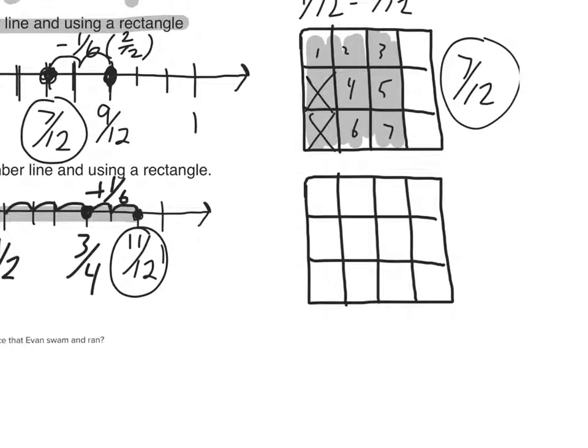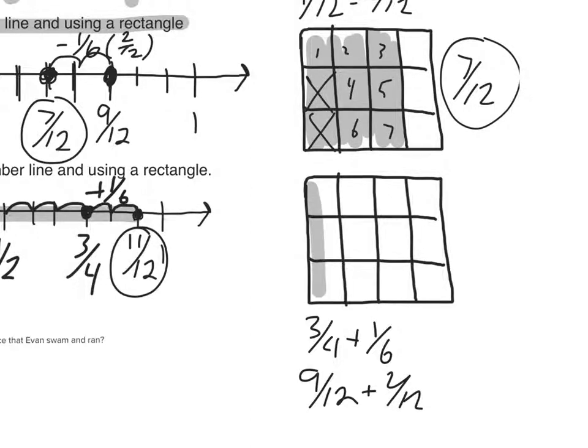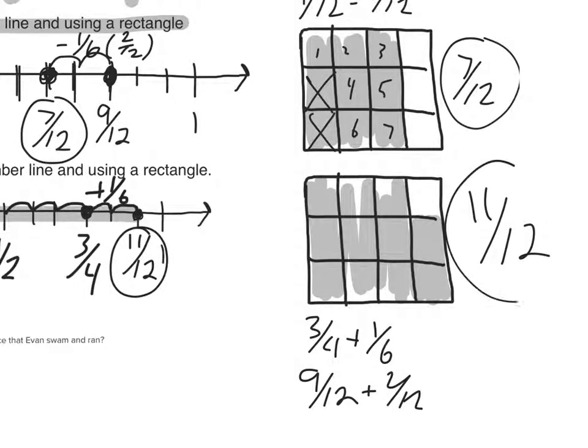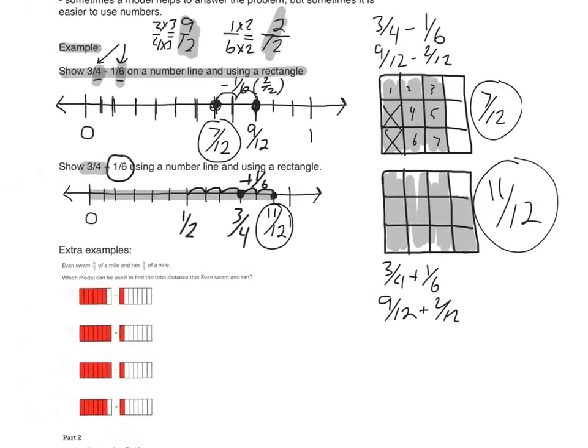On the rectangle, 3/4 plus 1/6 is the same as 9/12 plus 2/12. So 9/12 is 9 boxes plus 2 more. That makes 11/12. Okay. So that's modeling using each of the types of models that we're using today.